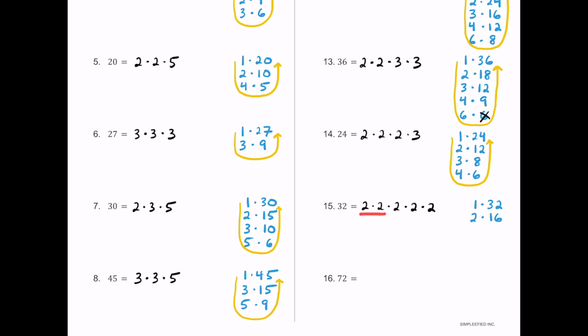2 times 2 is 4. Then the rest of these, 2 times 2 is 4, 4 times 2 is 8. So we have 4 times 8 also gets you 32. There's no 5 on the list. There's no 6.